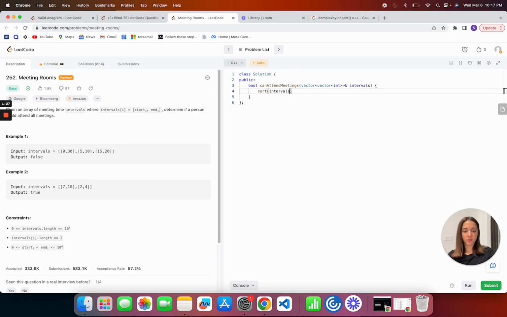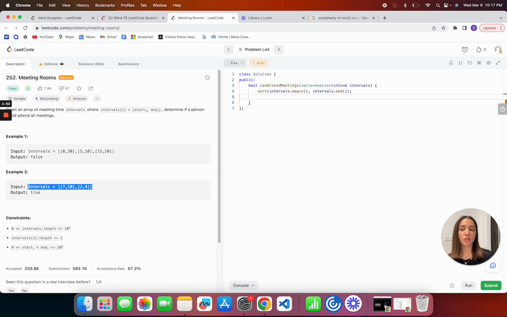The way that you sort it is you pass in an iterator of where you want the sort to start, and then where you want the sort to end. The way that a vector of vectors is sorted is that it will just look at the first index of these mini vectors and sort based on that.